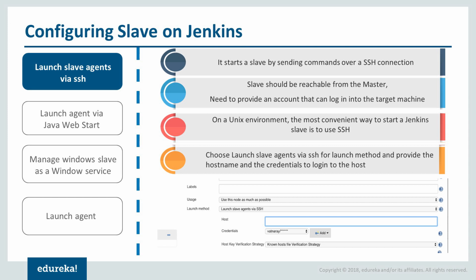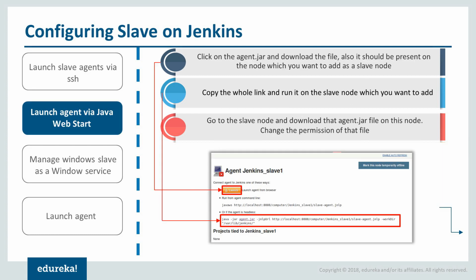In a Unix environment, the most convenient way to start a Jenkins slave is to use SSH. So not only Unix, Linux as well, SSH is the most preferred way, unless you have a specific reason to do otherwise. The second option is launch agent via Java Web Start. You need to click on the agent.jar. It will save the file, and you have to push this file onto the Jenkins slave as well.